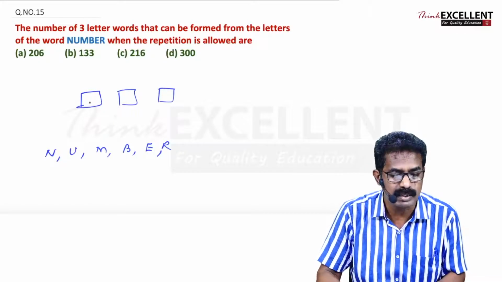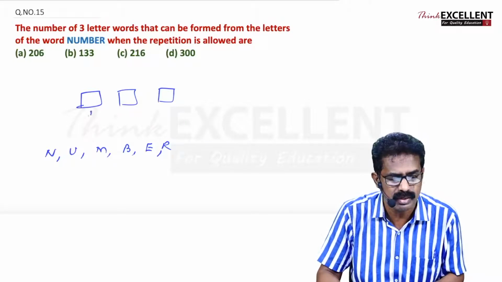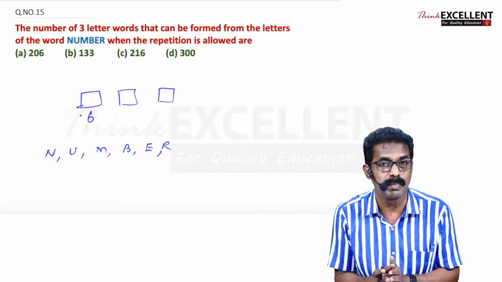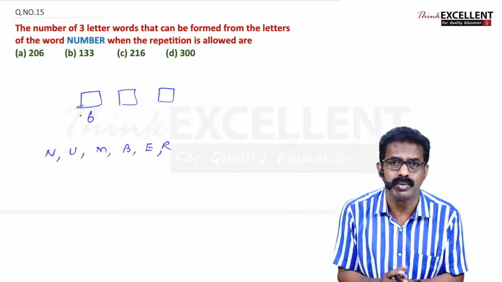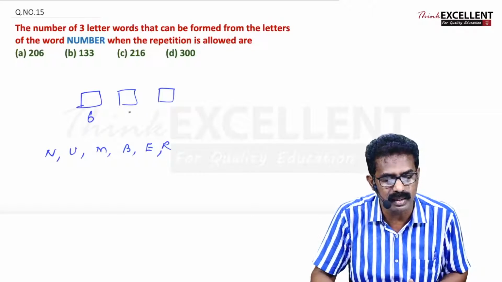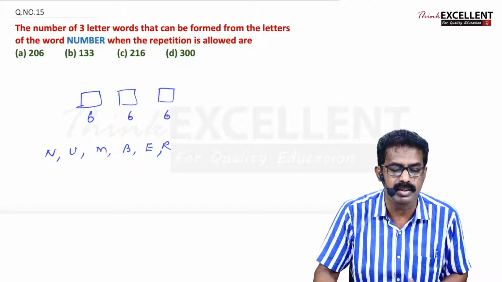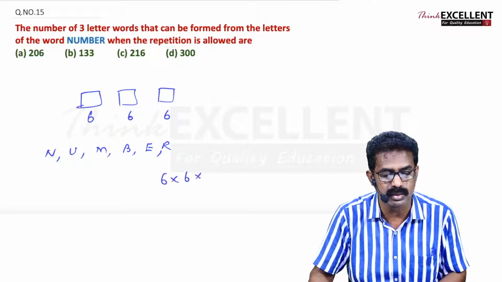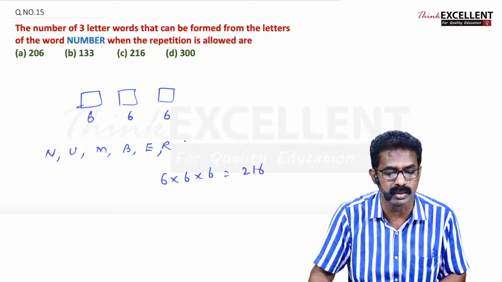So you have 6 letters. The first place can be filled in how many ways? 6 ways, right? Now how many do you have? You would have 5 if repetition were not allowed. Now repetition is allowed, so still you have 6. So the second place you can fill in 6 ways. The third place also you can fill in 6 ways. So the answer is 6 into 6 into 6, which is 216.